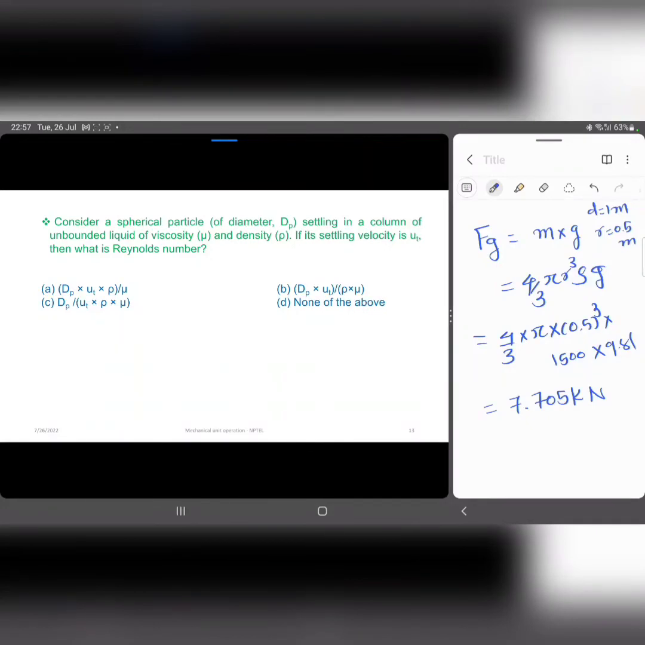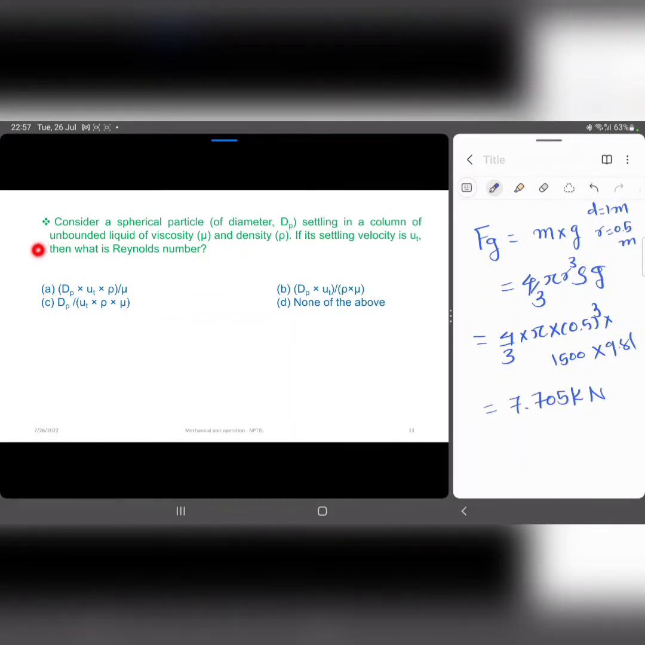Now again, a very easy example. Consider a spherical particle settling in a column of unbounded liquid of viscosity mu and density rho. You understand how they explain the whole problem to you. Maybe the question is very easy, but you need to understand why they are mentioning it like that: a spherical particle which has diameter dp settling in a column of unbounded liquid of viscosity mu and density rho. So the liquid is not bounded, it is unbounded. You need to understand those facts.